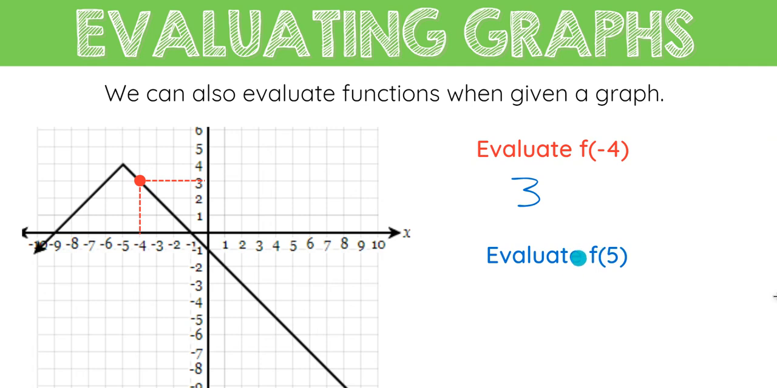Now let's do the next example and evaluate for f of 5. So I'm going to find where x is 5, and we're going to drag it down to the line of our function, put a dot there, and we're looking for y. So where is the corresponding y to this point? So we just draw a line over to that y-axis and get negative 6. So negative 6 will be our answer.